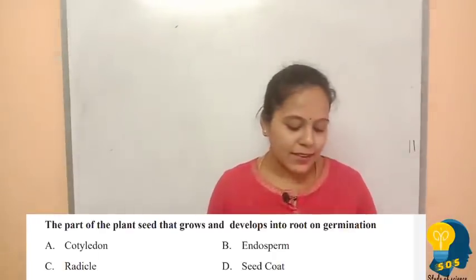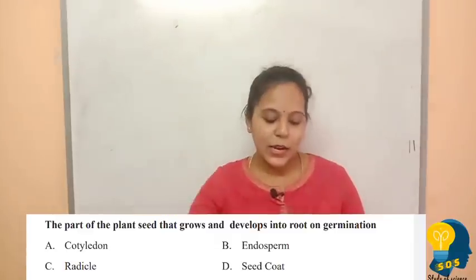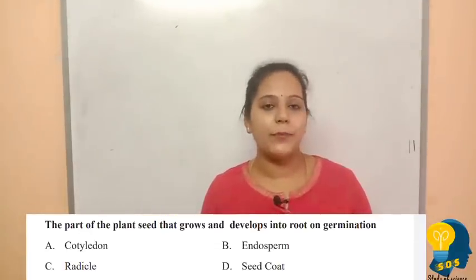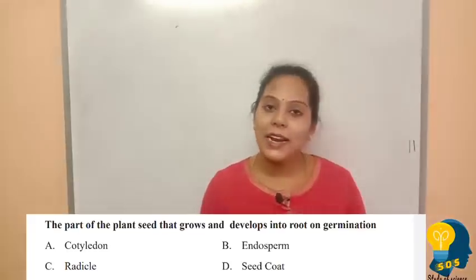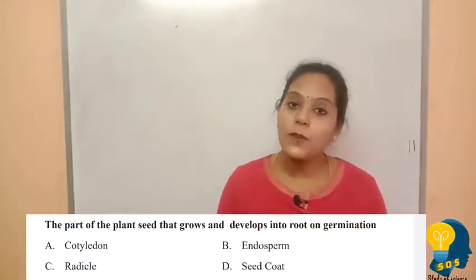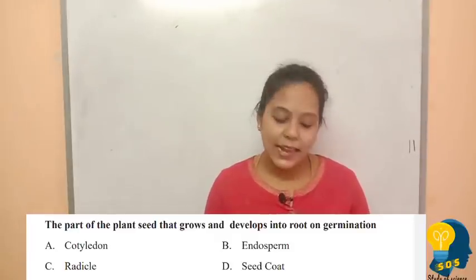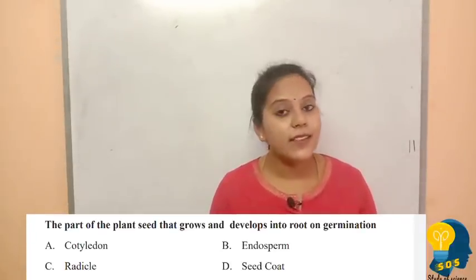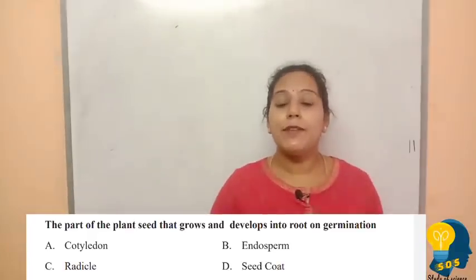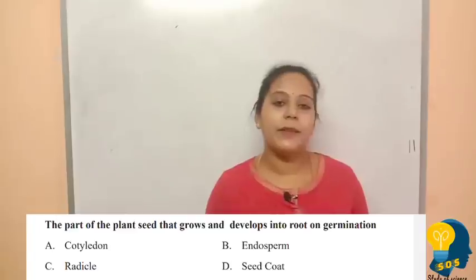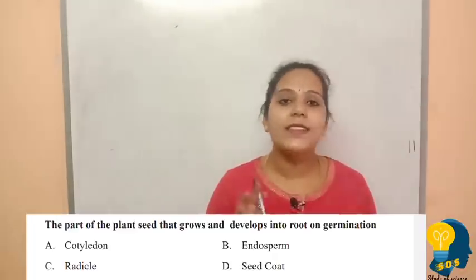So the next question is: the part of the plant seed that grows and develops into a root on germination. Check out the options on the screen. Option A is cotyledon, option B is endosperm, option C is radicle and option D is seed coat. And the correct answer is radicle, because radicle will develop as a root on germination. So correct answer is option C.